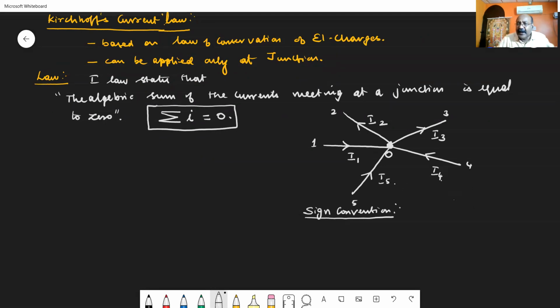If the current is flowing towards the junction, I am considering that current as positive. If the current is flowing away from the junction, then I am considering the current as negative. So I am introducing a sign based on a convention, whether the current is flowing towards or away.